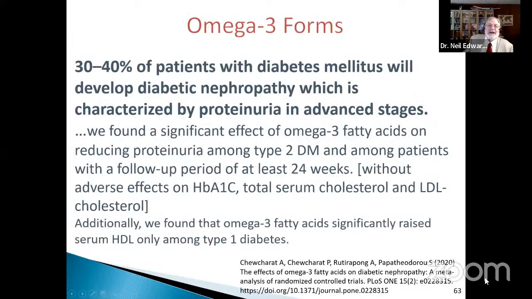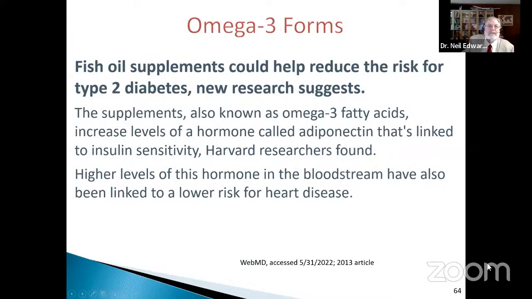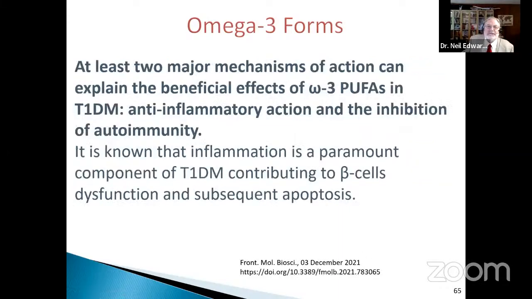30 to 40% of patients with diabetes will develop neuropathy. And omega-3 has a role in reducing the triggers of neuropathy, specifically proteinuria. Fish oil supplements can reduce the risk for type 2 diabetes by affecting levels of adiponectin hormone that's linked to insulin sensitivity. And that will also lower the risk for heart disease.